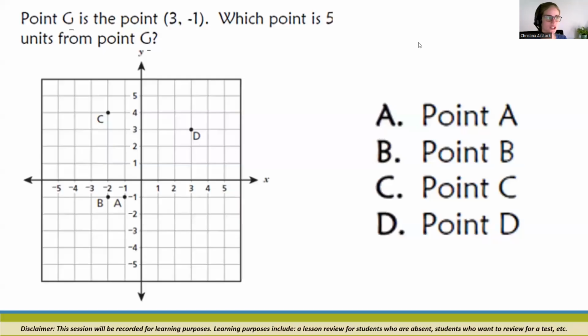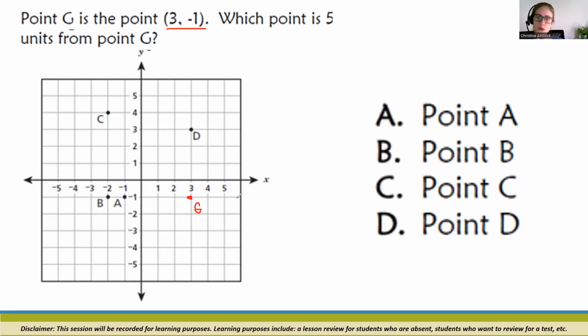All right, let's take it up a little notch, try this out here. So if we have point G, which is not graphed, but it says G is located at 3, -1. So then which point is 5 units away from G? All right, well, first thing we want to do is we better graph that point, 3, -1, over 3, down -1. Right here is point G.